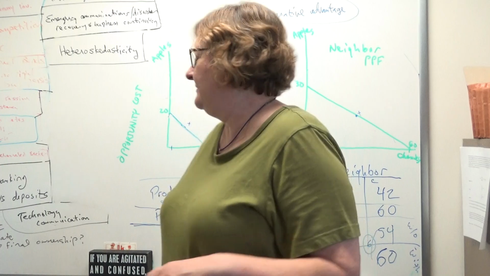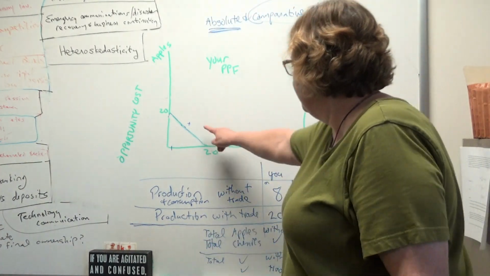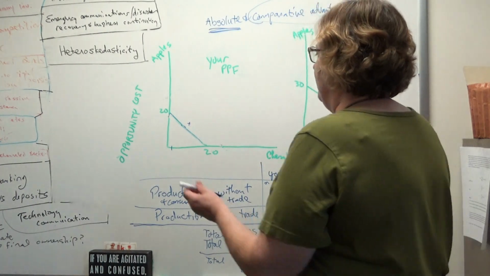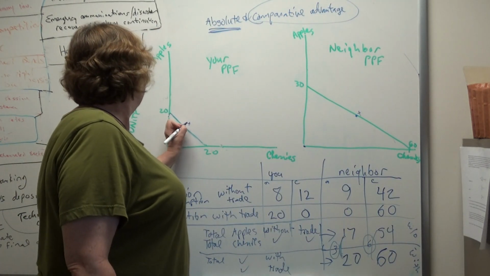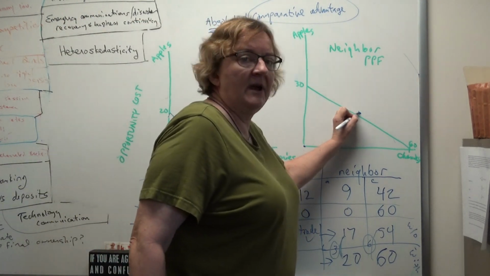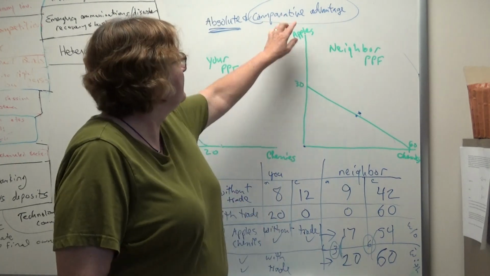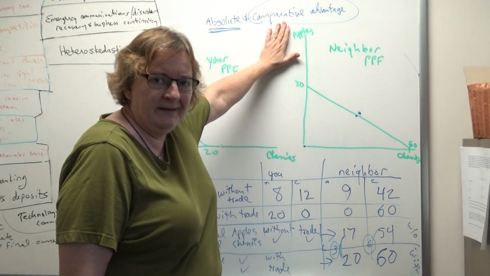Well, in that case, we end up with more stuff to consume than we could produce inside our PPF. So if that's our PPF, that's all we could consume, we can actually consume outside of it when we trade and we specialize. All right, I hope you got it.